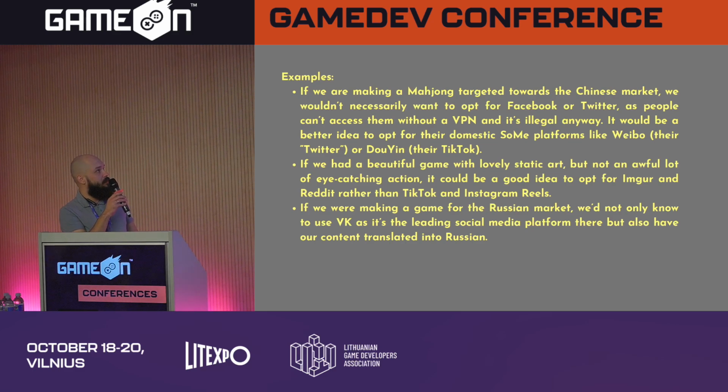So if we are making a mahjong game targeted towards the Chinese market, we wouldn't necessarily want to opt for Facebook or Twitter, as people can't access them without a VPN, and it's illegal anyway over there. So it would be a better idea to opt for the domestic social media platforms like Weibo or Douyin, which are basically Twitter and TikTok. Douyin is exactly the same thing as TikTok, but Chinese. If we had a beautiful game with lovely static art, but not an awful lot of eye-catching action, it could be a good idea to opt for Imgur and Reddit rather than TikTok and Instagram Reels.